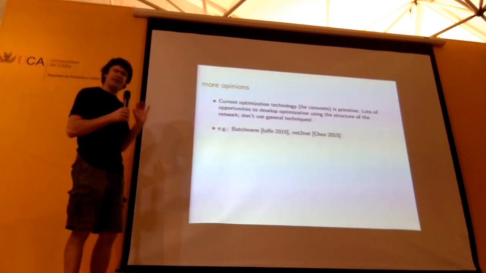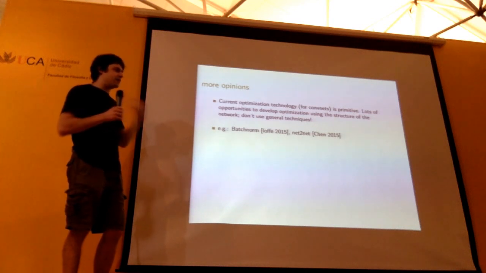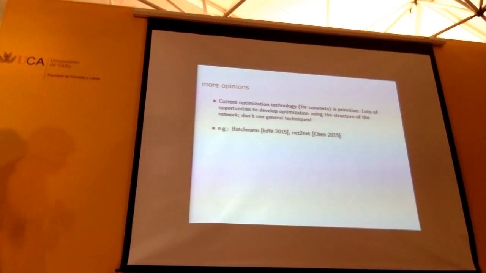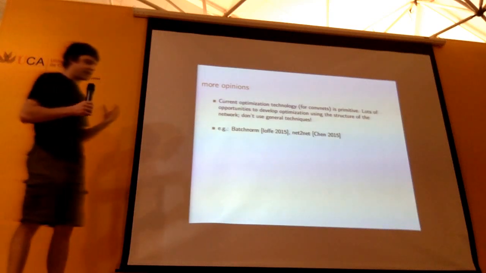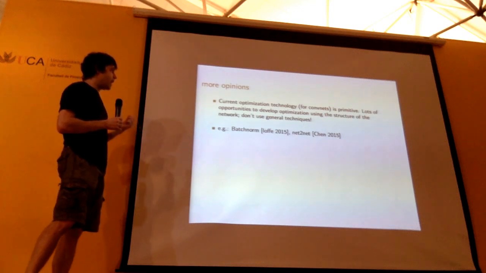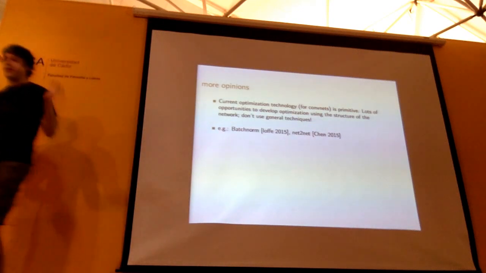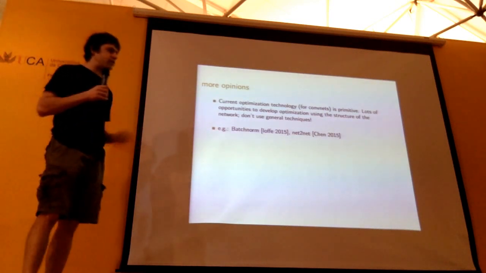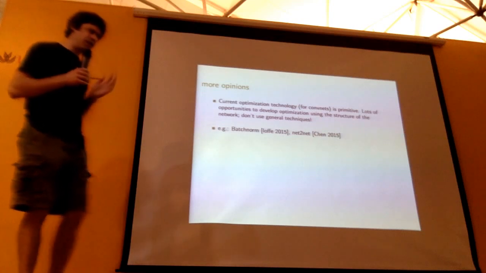So the optimization technology is super primitive. Up until recently, there were only a small group of people working on ComNets, so there wasn't a big optimization community built around it. In particular, there aren't a lot of optimization algorithms that really use the structure of the network. Actually, this is true for deep neural networks in general.